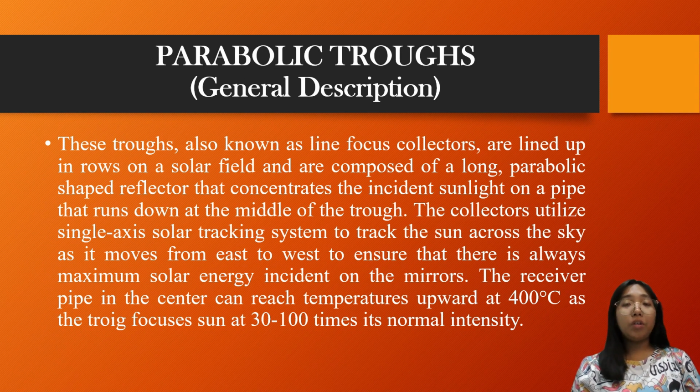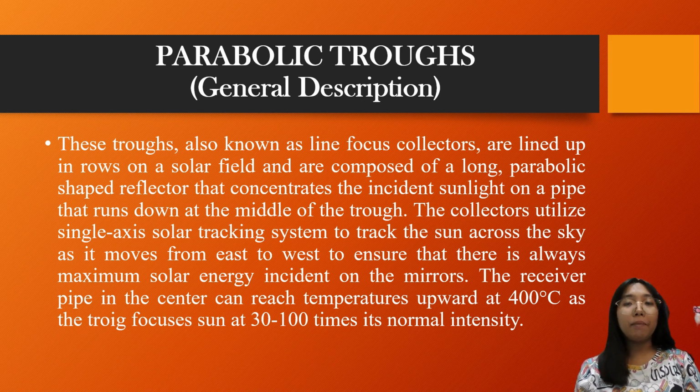So let's tackle the first type of solar thermal system, which is the parabolic trough. These troughs, also known as line focus collectors, are lined up in rows on a solar field and are composed of a long parabolic shaped reflector that concentrates incident sunlight on a pipe that runs down the middle of the trough. The collectors utilize a single-axis solar tracking system to track the sun across the sky as it moves from east to west to ensure that there is always maximum solar energy incident on the mirrors.